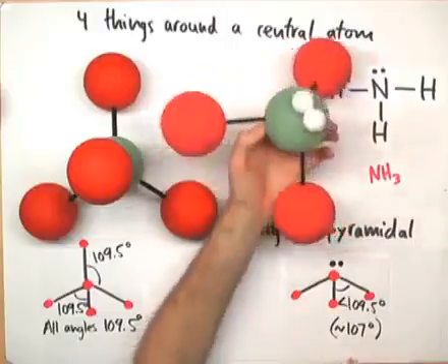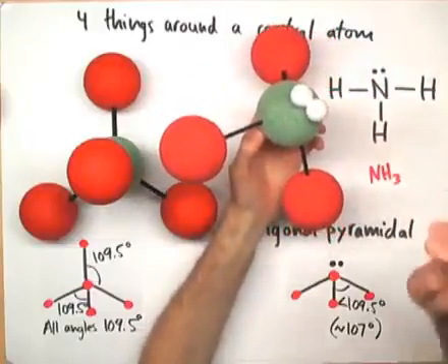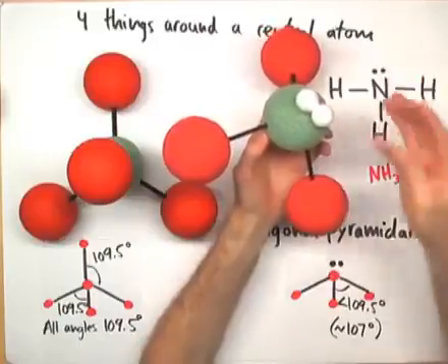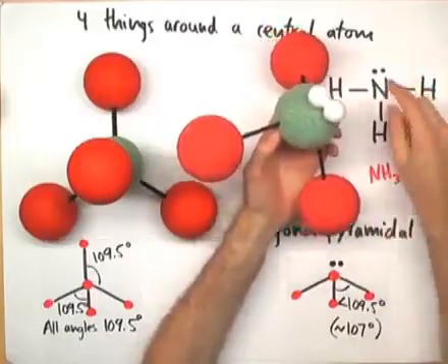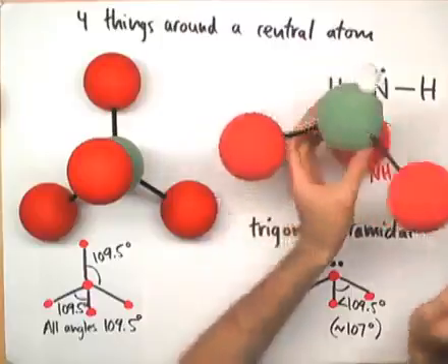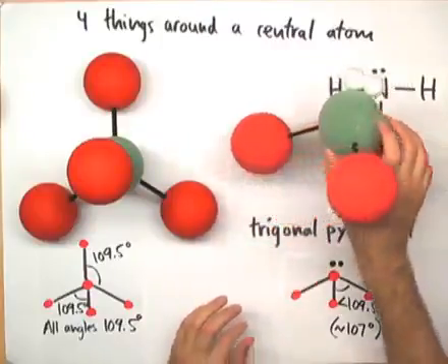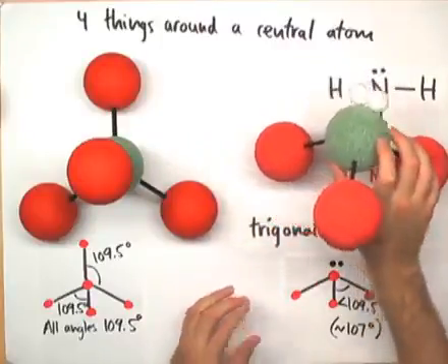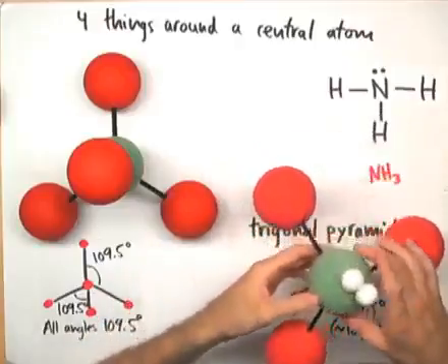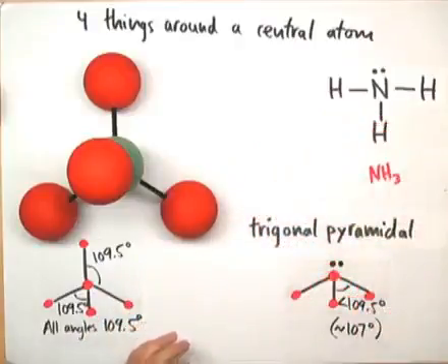So if you have 4 things around a central atom, but 3 of them are bonds and 1 of them is a lone electron pair, you end up with a shape that's called trigonal pyramidal that looks like this. Okay, one more example and then we're done with the VSEPR video.